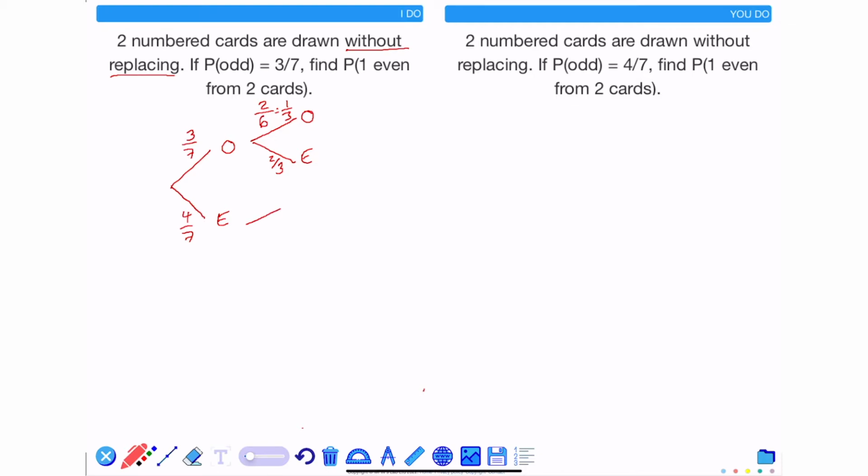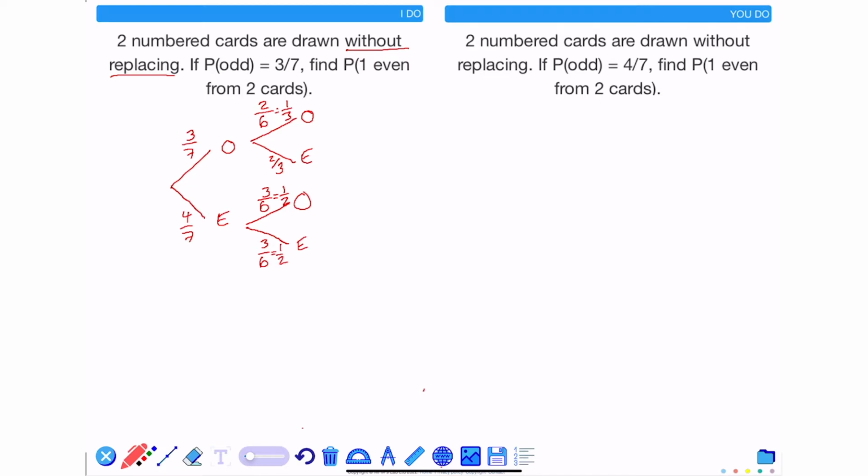The probability of getting an odd number, if my first card was an even number, will be 3 out of 6, which simplifies down to a half. Now, because I've already selected an even number on my first draw, there are now 3 left out of 6, and this simplifies down to a half.